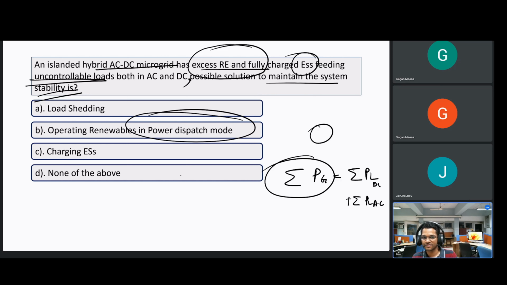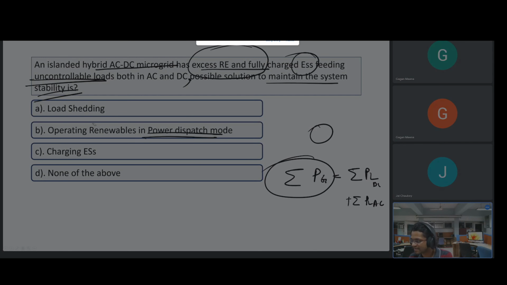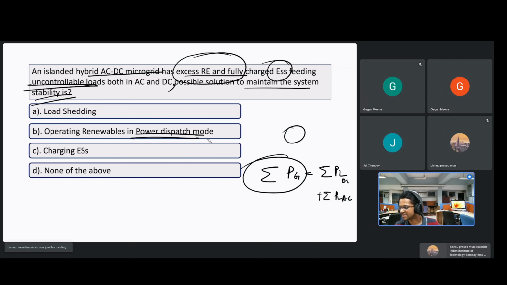So we will be using DG in this mode. Yes. Storage is already charged, so we cannot charge. Generation is already more than load, so why to go? Load shedding is not required. Not required, yes. It will be there only if generation was this. So since storage is fully charged, generation is also excess, so we have big changes.